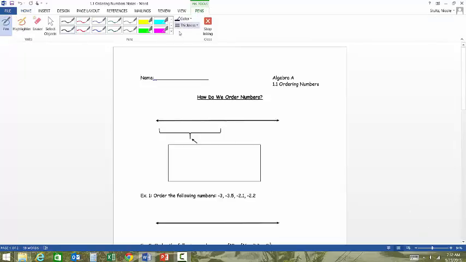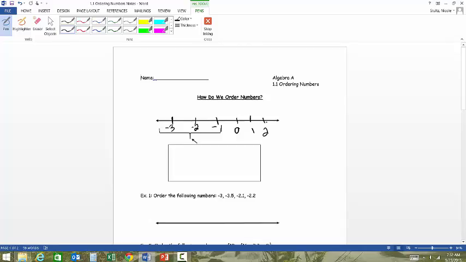Today we're going to learn how to order numbers on a number line, and we're going to be working with positives, negatives, rational, irrational, all those numbers. So we're actually just going to start by making a number line. So if you can remember, number lines go from negative numbers to positive numbers.